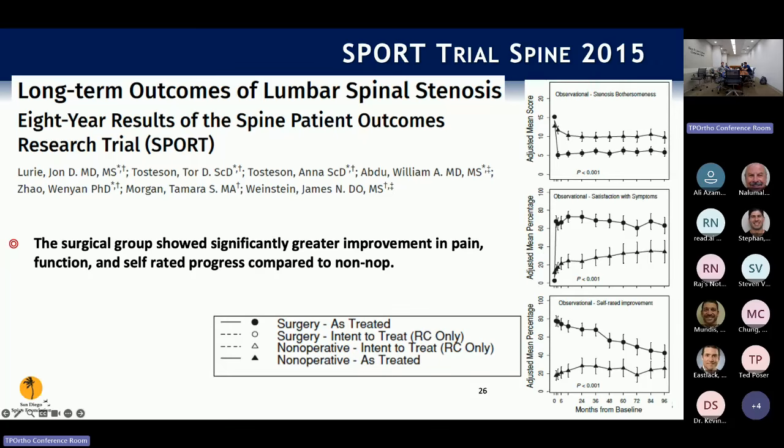And this is the 8-year data in the as-treated analysis combined with the randomized and observational cohorts of the patients with lumbar spinal stenosis. Those treated surgically showed significantly greater improvement in their pain, function, satisfaction, and self-rated progress again at 8 years. The surgery group is shaded on the circles on the right, and the non-operative group is the shaded triangles there on the right.